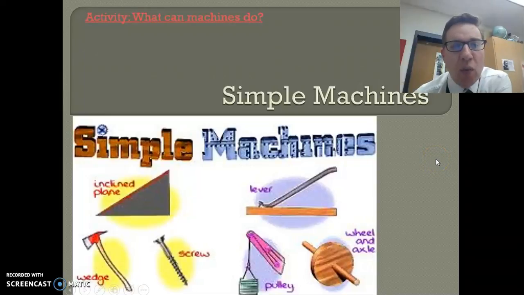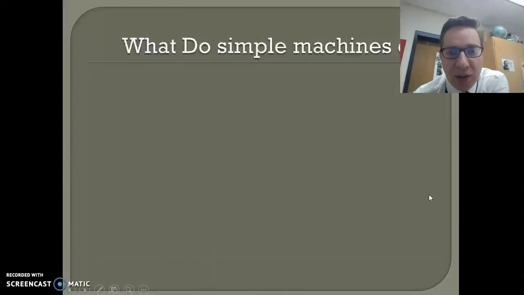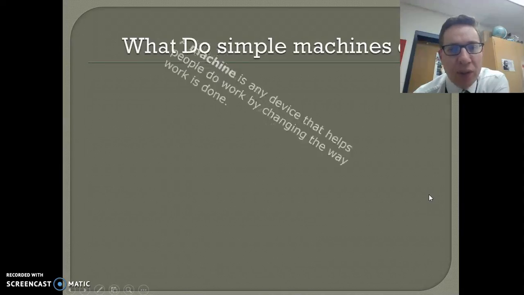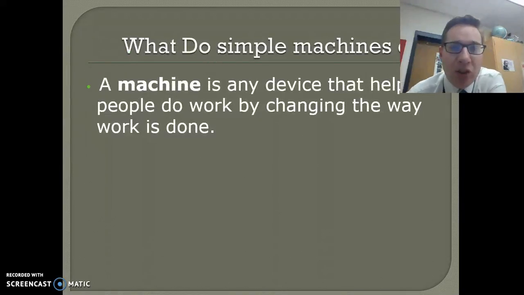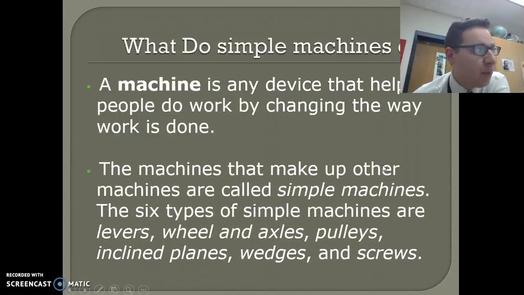Today we're going to work with simple machines. It's PS 10, C, and D, simple machines and mechanical advantage. So let's take a look here. So what do simple machines do? Simply put, a machine is any device that helps people do work by changing the way work is done. There are 6 different common simple machines. The 6 types of simple machines are levers, wheels and axles, pulleys, inclined planes, wedges, and screws.